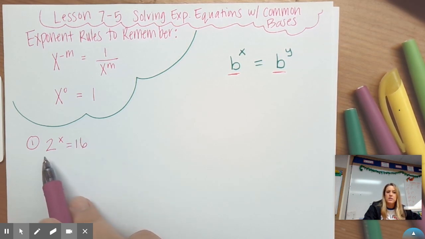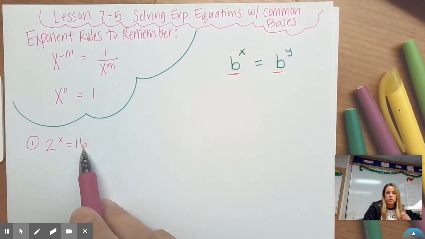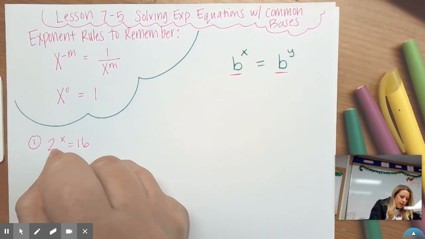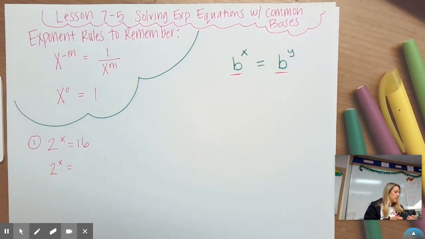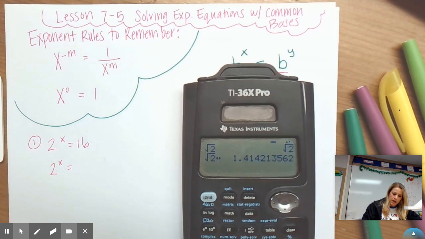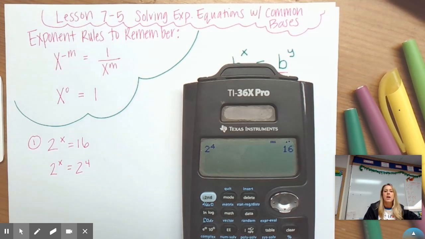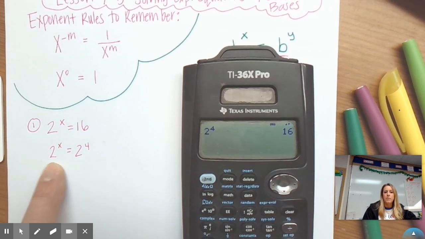So I'm going to say, okay, well, this is a base of 2. Can I make this a base of 2? So 2 to what power equals 16? So if I leave this the same, I take out my calculator and I say, okay, 2 to the first power is 2, 2 to the second power is 4, 2 to the third power is 8. Okay, I'm getting closer. 2 to the fourth power is 16. So if I do 2 to the fourth power, now I've got common bases.